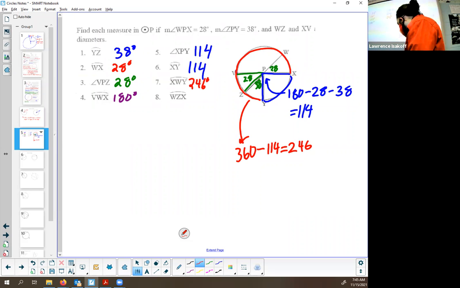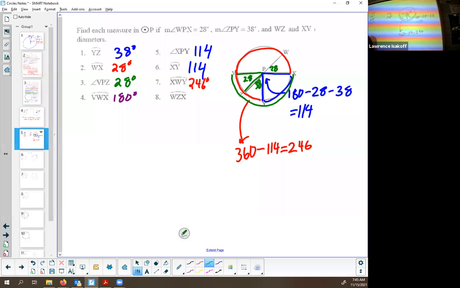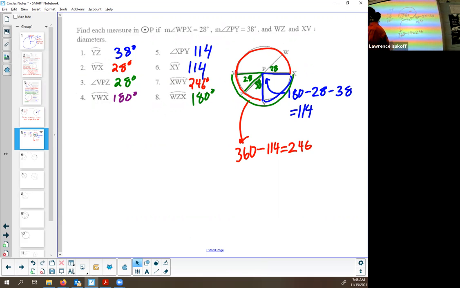Okay, and then the final thing they want us to find is W to Z to X. Well, that's a semicircle there again, right? So this will be another 180. With these, I'm going to let you know, we're going to look at the fact that a full circle is 360 degrees.